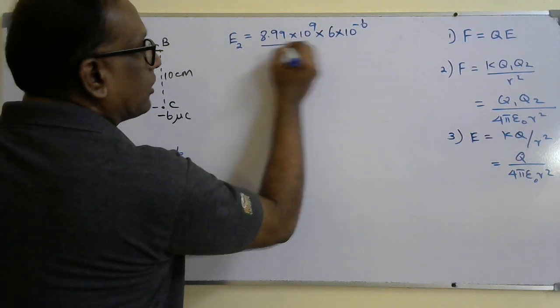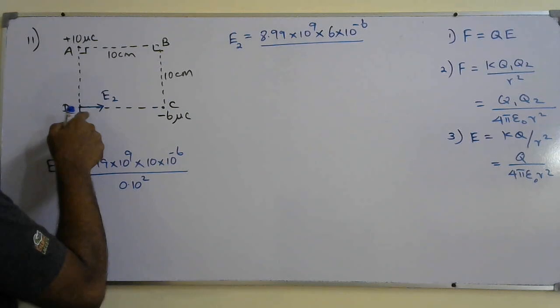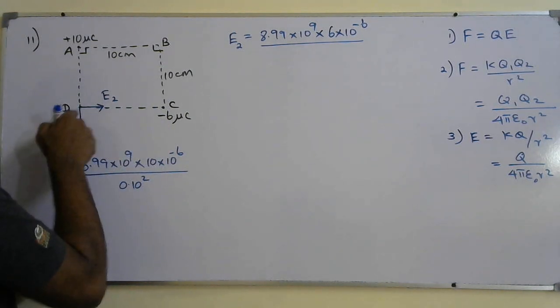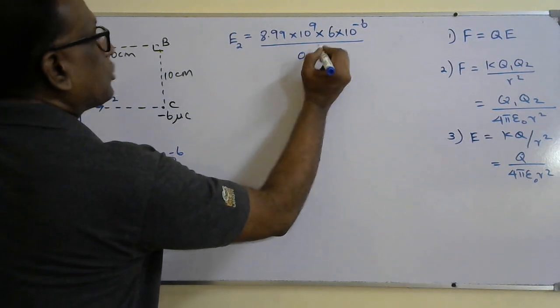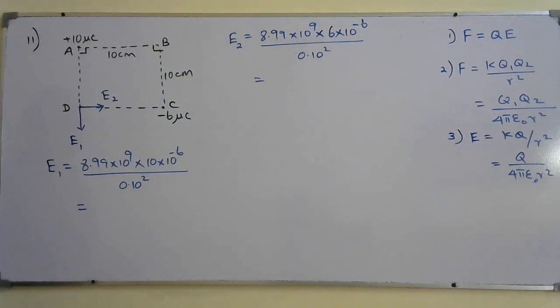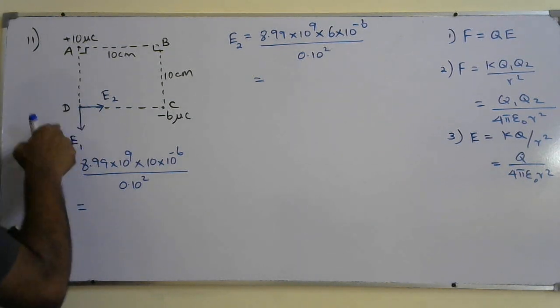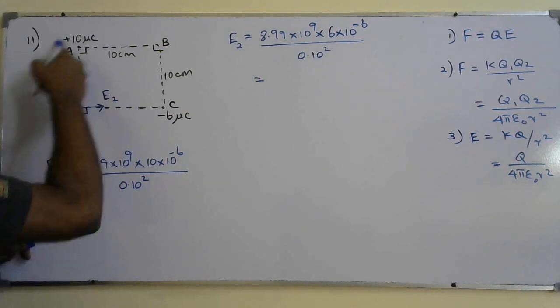Don't put minus sign, not necessary, because I already found the direction by imagining keeping a positive test charge. Over R squared. The distance of 6 microcoulomb from D, that also is 10 centimeter, convert to meter, divide by 100, 0.10 squared. Find the E2. So you know the value of E1 and E2. So E1 and E2 are at 90 degrees to each other because it's a square.